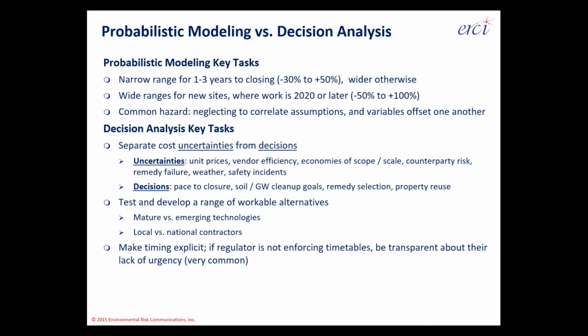If you're doing DA, again, remember the reminders from the previous slide. Keep your uncertainties separate from your decisions. Decisions are things like, how fast are we going to clean up this site? What cleanup goals are we going to pursue? What remedy do we want to implement? What are we going to use the property for when we're done? The uncertainties are things like, what will diesel cost? What will electricity cost? What will our vendors' labor cost? Will our counterparties be around? They're very different factors, but they're things that are going to happen to you as opposed to decisions that you could make and control.